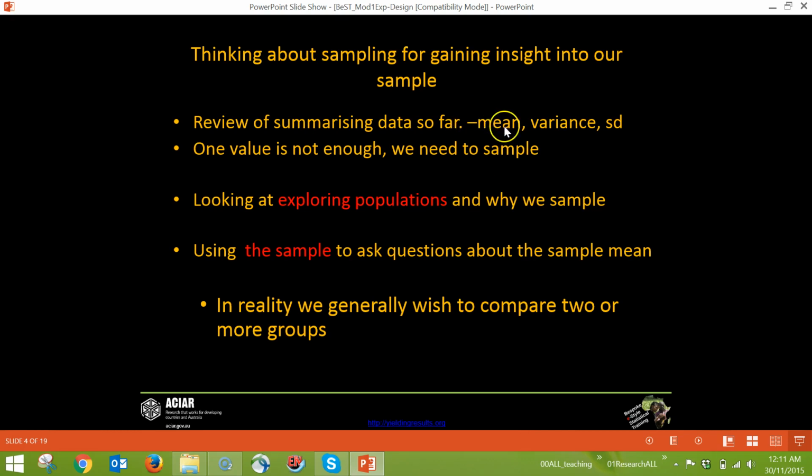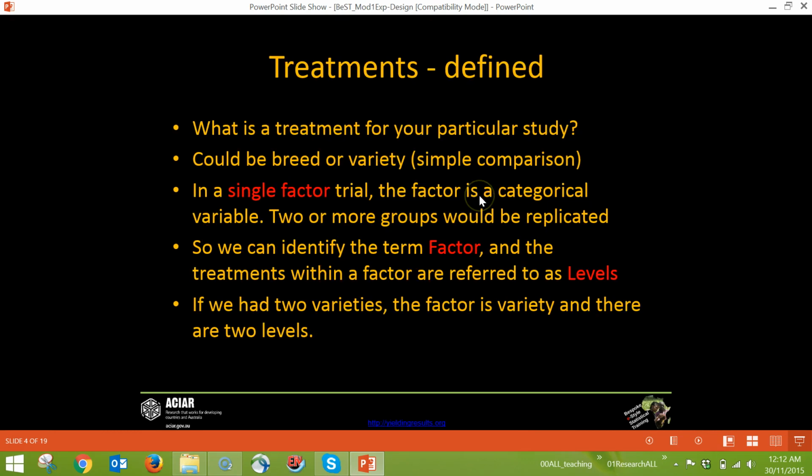Thinking about sampling, we're thinking of gaining insight of our sample, and you have so far learnt about means, variances and standard deviations. One value is not enough. We need to sample because we're looking at exploring populations, and we're using the sample to ask questions about something like a sample mean in many cases, and in general we wish to compare two or more groups. In this case our sample is being representative, or we're considering it to be representative of finding something out about the whole population of that particular item.